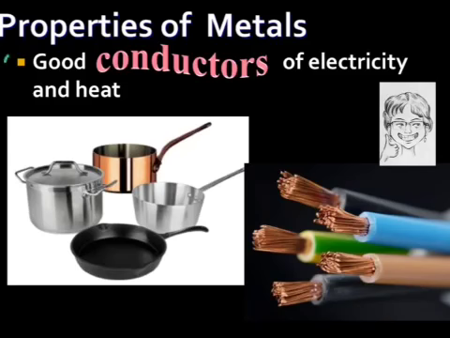The third property of metals is that they are good conductors of both electricity and of heat. So metals are useful for anything where we want heat to be conducted, such as pots and pans, and they're also useful for making electrical wires. So they're ductile, that means you can pull them into a wire, which is nice, but they also are good conductors of electricity, and so they're extremely useful for that.